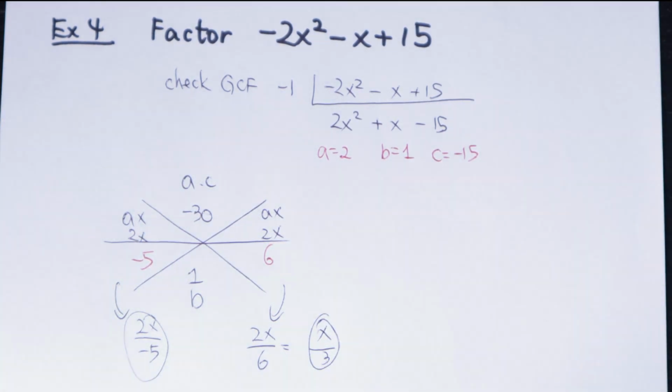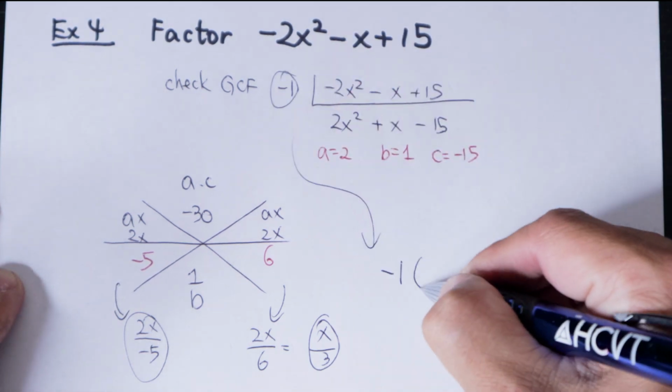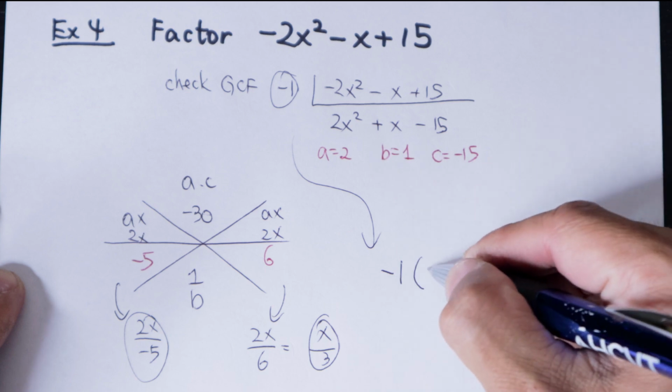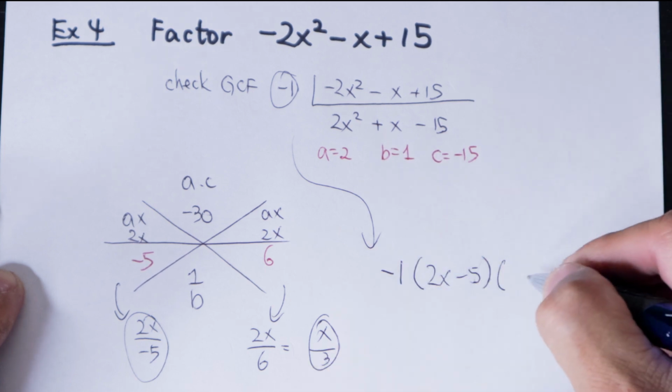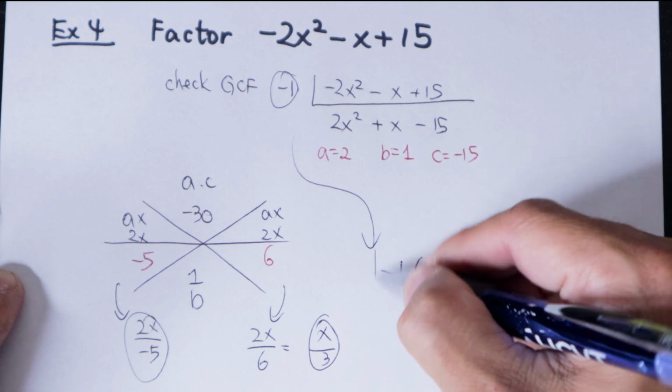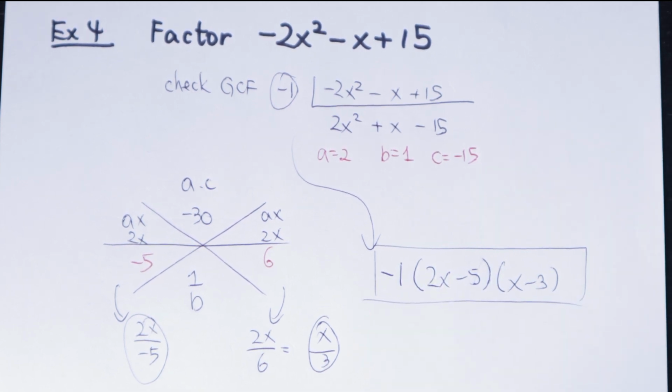So these two reduced fractions are my two answers, or my two parentheses for my answer, in addition to the GCF. So you're going to take out the GCF, right? It becomes negative 1, open parentheses, and in the first parentheses, which is the first fraction, 2x minus 5, and in the second parentheses, which is the second fraction, x minus 3. And that is your final factored form. Okay, so again, do not forget the GCF. A lot of students will forget the GCF, but do not forget the GCF.